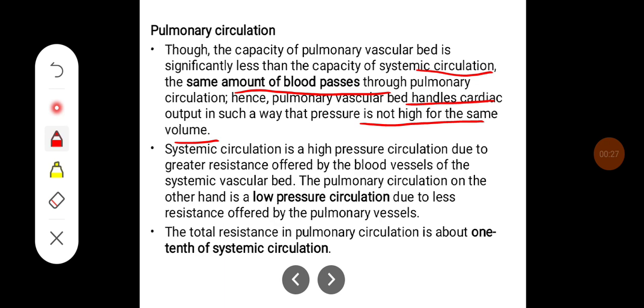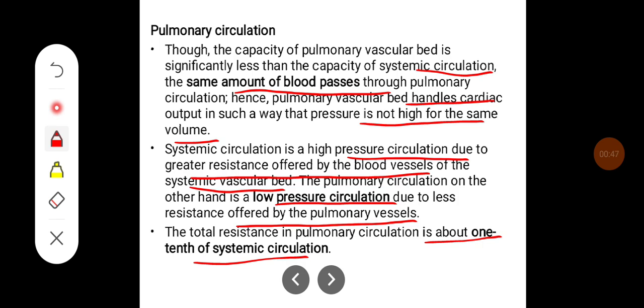Systemic circulation is high pressure circulation due to greater resistance offered by the blood vessels of the systemic vascular bed. The pulmonary circulation, on the other hand, is low pressure circulation due to less resistance offered by pulmonary vessels. The total resistance in pulmonary circulation is about one tenth of systemic circulation.